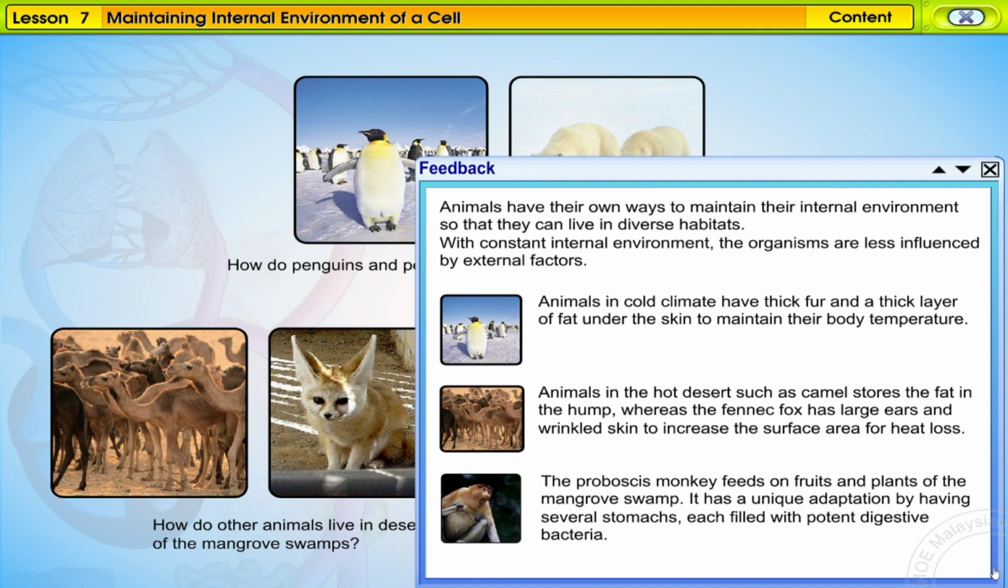The proboscis monkey feeds on fruits and plants from the mangrove swamp. It has a unique adaptation by having several stomachs, each filled with potent digestive bacteria.